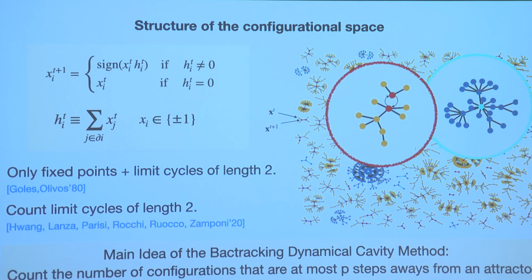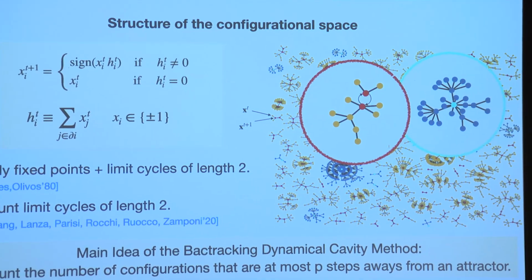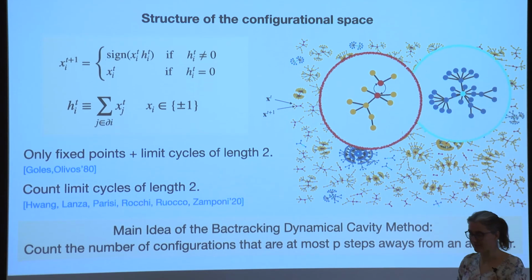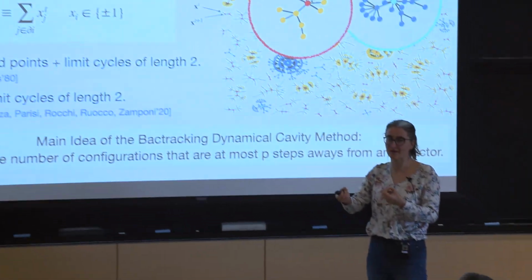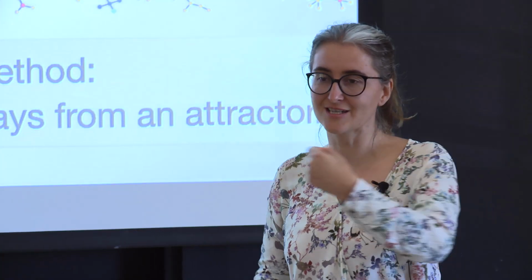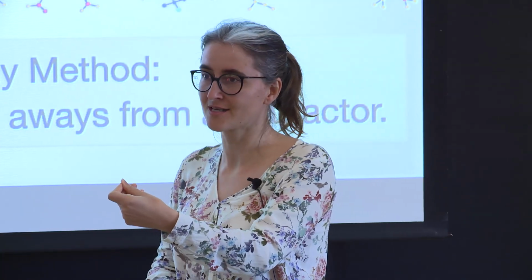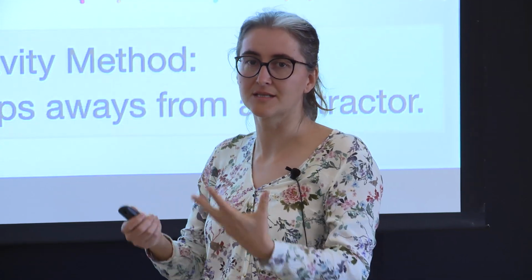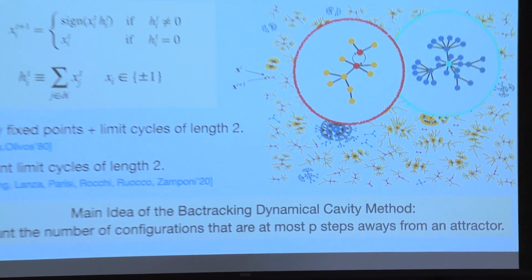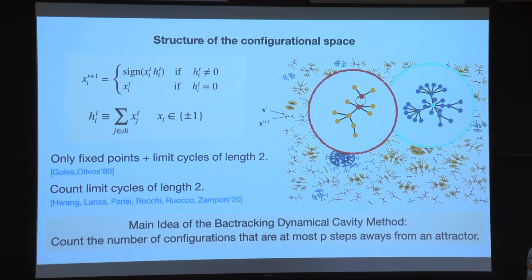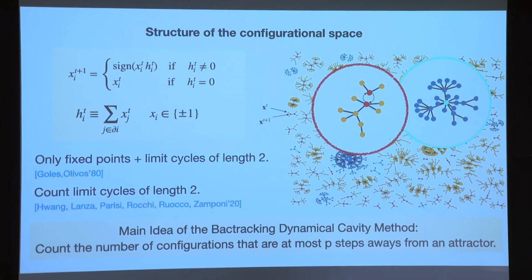Now the method that we introduced, that we call the backtracking dynamical cavity method, combines the idea of the dynamical mean field theory, taking the trajectories for my variables, with this very simple trick of not going from the initialization forward, as the DMFT usually does, but going from the fixed point backward. That's why we call it backtracking. By doing that, we can count how many points there are that are at most p steps away from an attractor. And we can condition whether this is a fixed point or a cycle 2 attractor. And that's what we do.